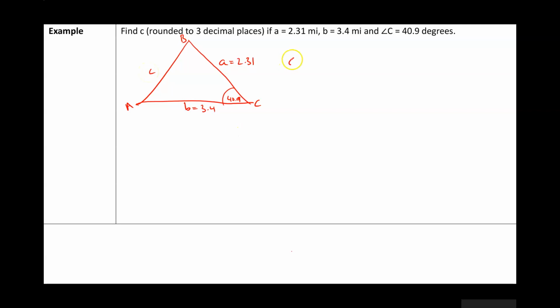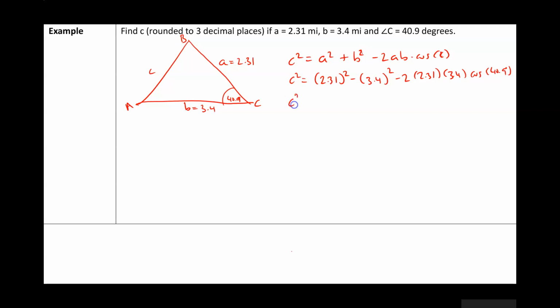So again, we're going to use the formula C squared equals A squared plus B squared, so it's a square of the other two sides, minus 2AB times the cosine of their included angle, which is, in this case, angle C. Notice that angle C is included between A and B. So we're going to have C squared equals 2.31 squared plus 3.4 squared, minus 2 times 2.31 times 3.4 times the cosine of 40.9 degrees.